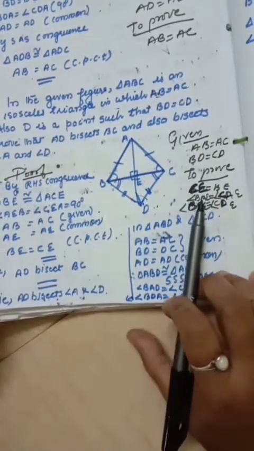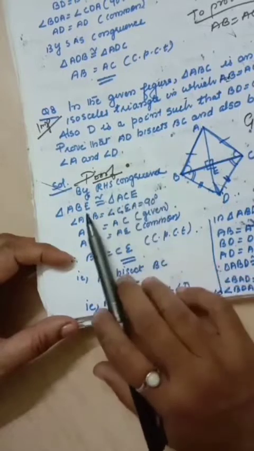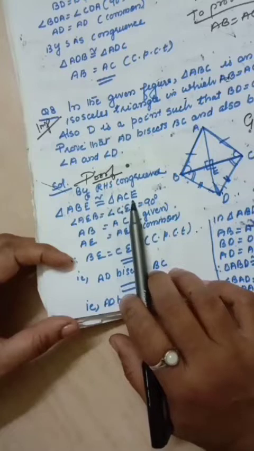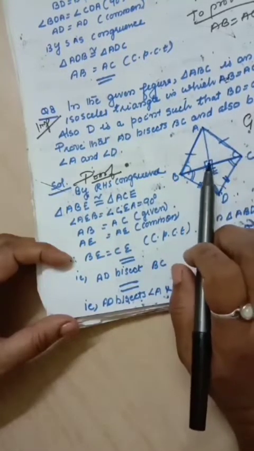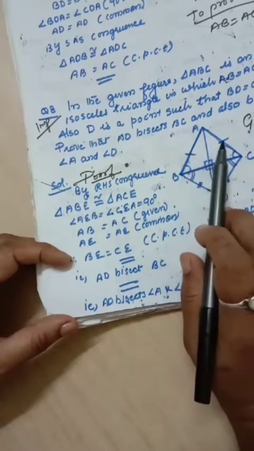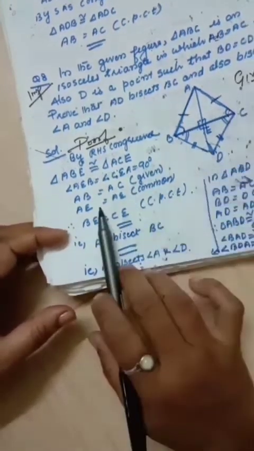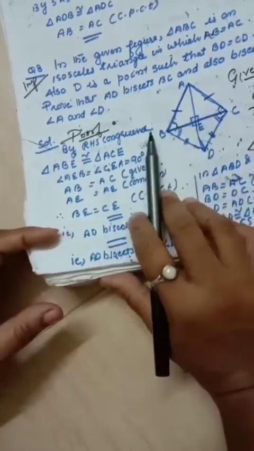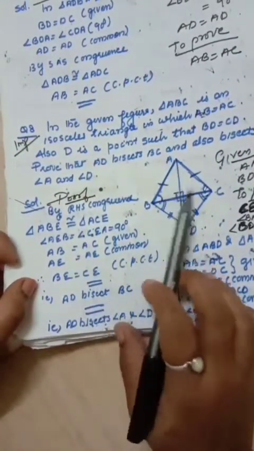Prove: starting with given, first you have to write what to prove, then prove. By RHS congruence, you can say triangle ABE is congruent to triangle ACE. Am I right? ABE, ACE by RHS, because 90 degree, hypotenuse equal and angle also equal. AB equal to AC given. AE equal to AE common for both the triangles.